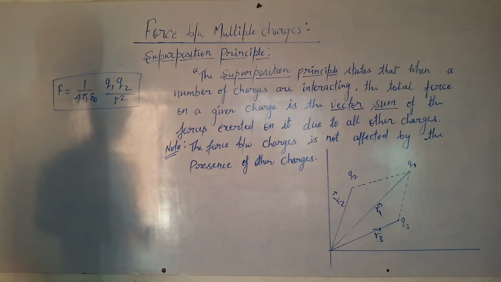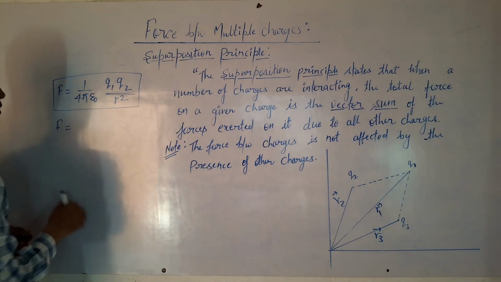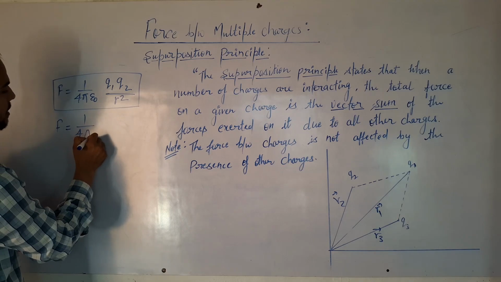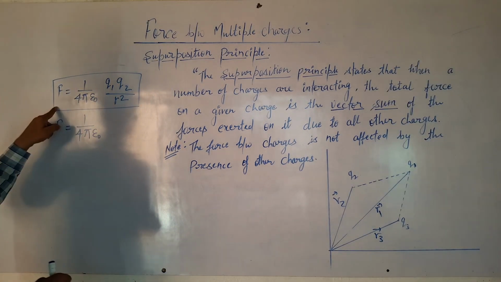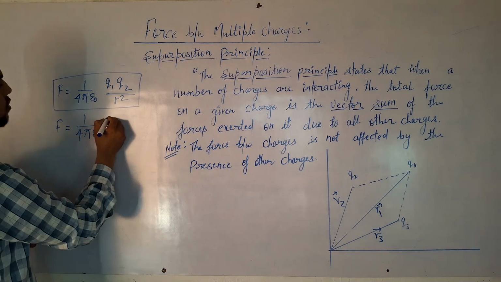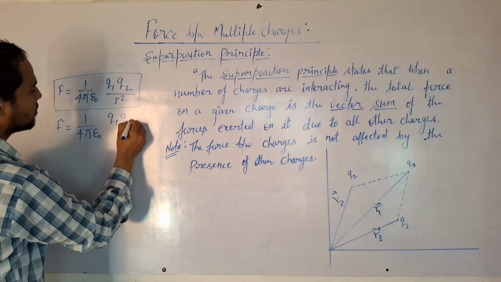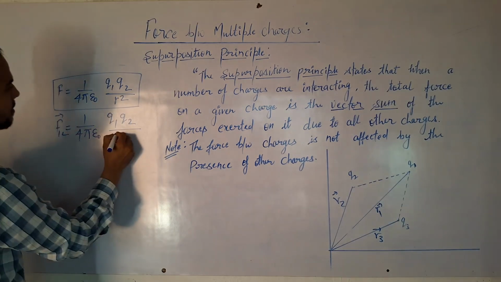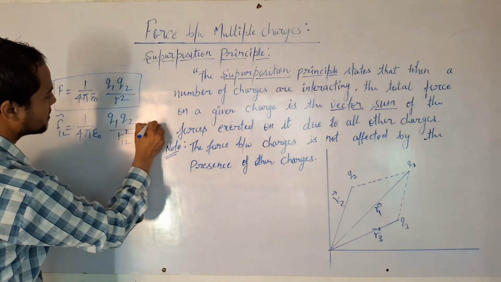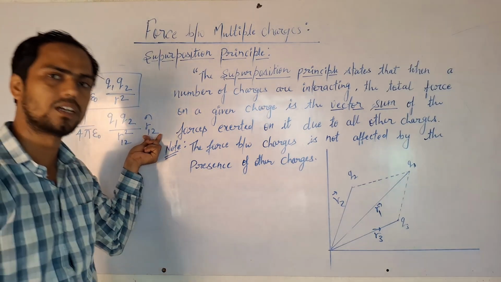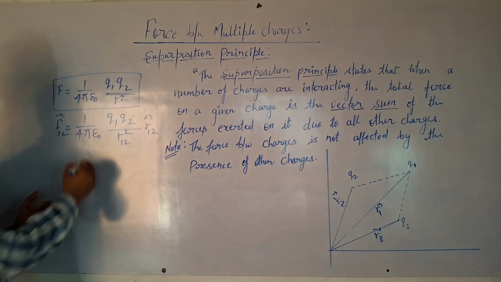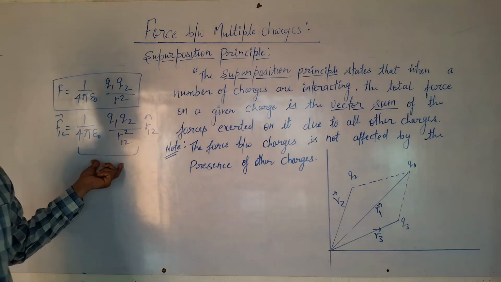And we can write it in vector form also. We already discussed this in the previous video. If you have any confusion about how to derive the vector form and the scalar form, go watch my previous video. Q1 Q2 upon r square, r cap 12. This r cap is the unit vector which tells about the direction, and the whole quantity tells about the magnitude.